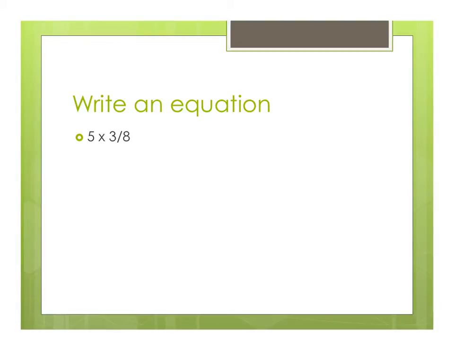Think, I need 5 groups of 3/8 pieces. So I have 5 times 3/8. To do this, I want to make my whole number a fraction. And in order to do that, I can put it over 1. So instead of just writing 5, I'm going to write it as a fraction of 5 over 1. Remember, this is the same as saying 5 divided by 1. And 5 divided by 1 does equal 5. So I'm not changing the value at all.